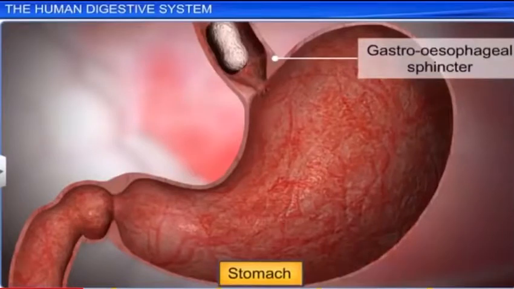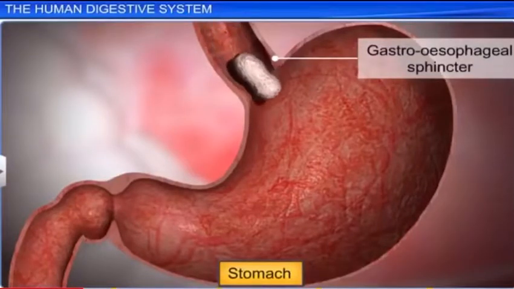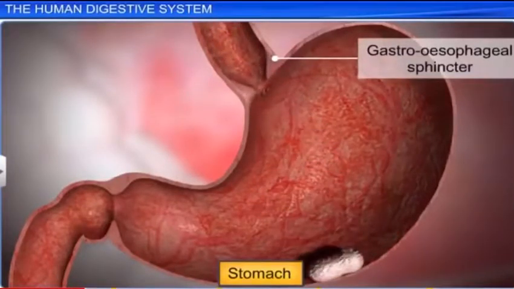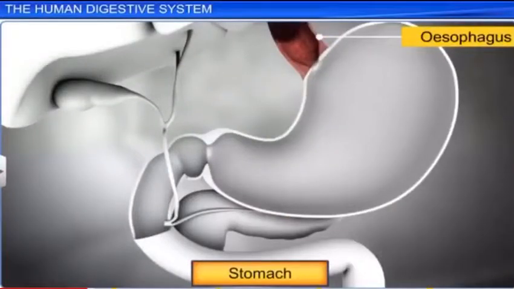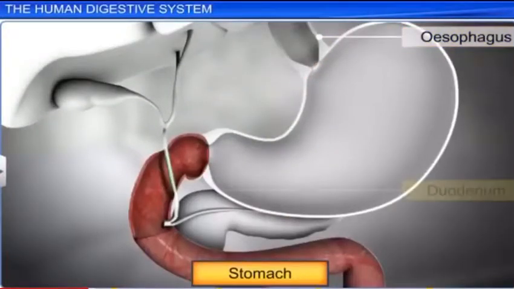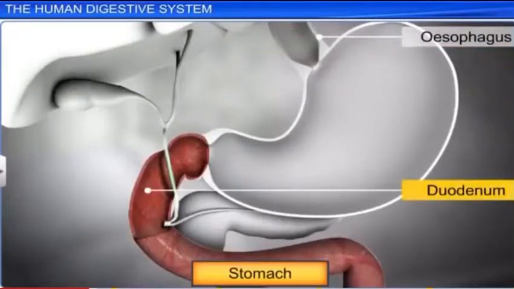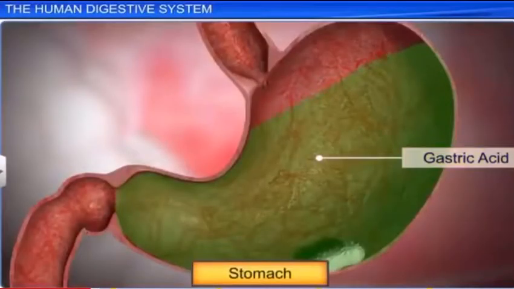One-way valve that allows food to enter the stomach but prevents it from regurgitating. The stomach, a J-shaped sac, is located in the upper left part of the abdominal cavity between the esophagus and the first part of the small intestine called the duodenum. Gastric acid inside the stomach digests the food we eat.